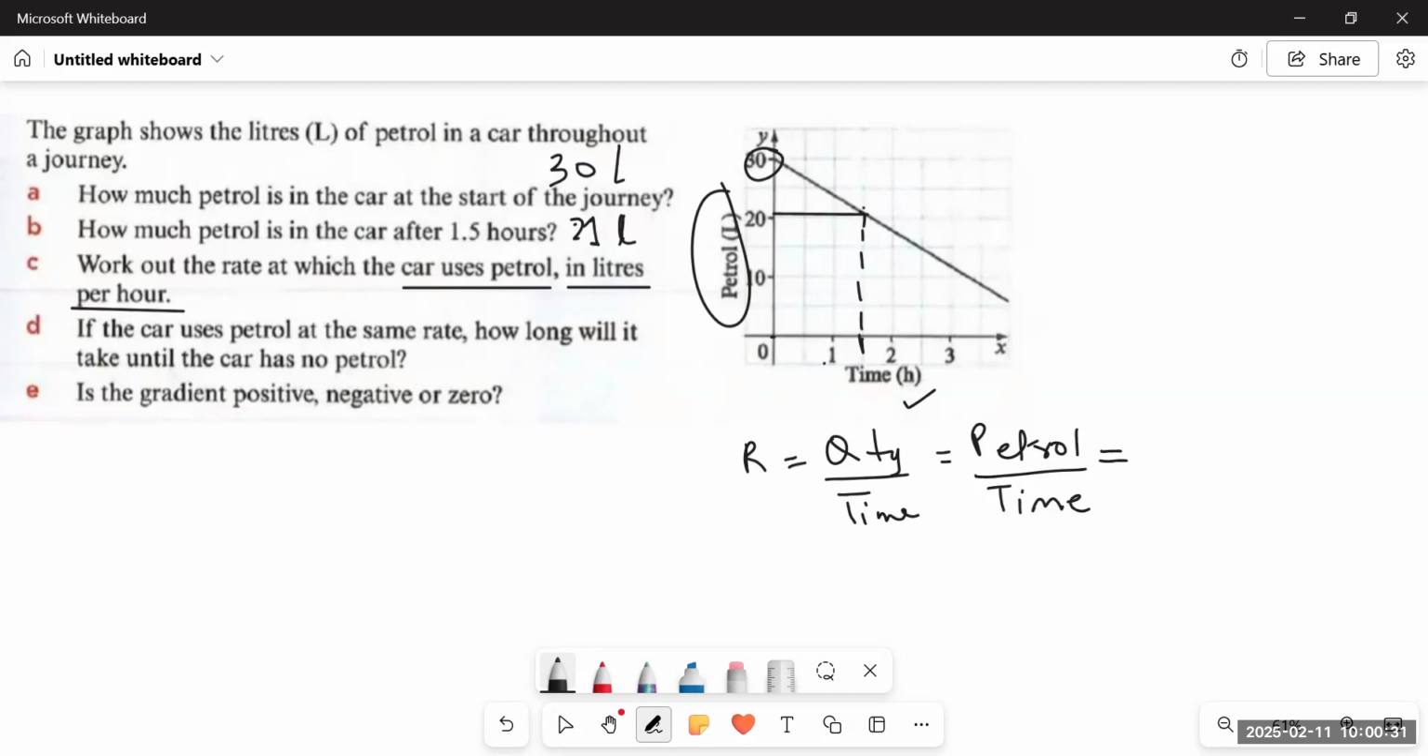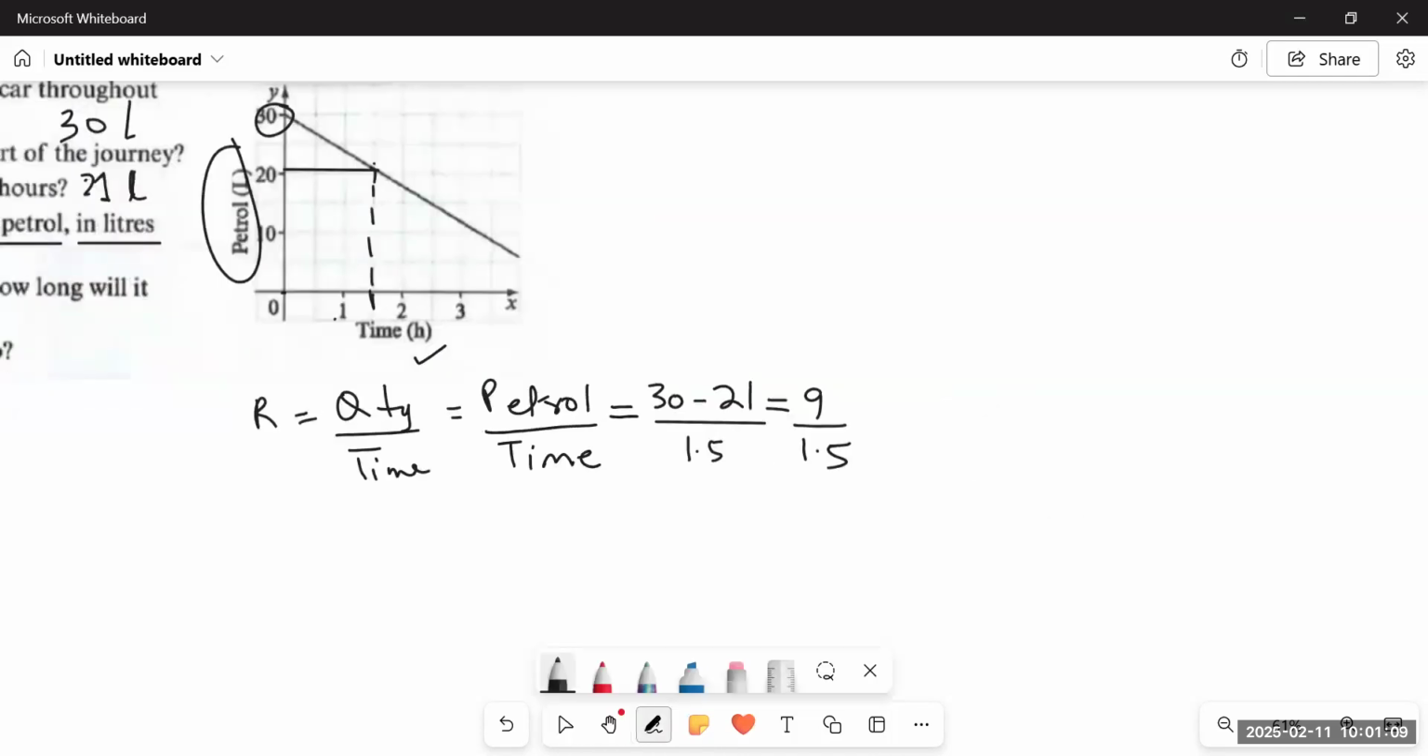So how are we going to calculate it? Earlier there was 30 liters of petrol when the car started the journey, and after 1.5 hours the petrol in the car is 21 liters. So the amount of petrol that has been used would be 30 minus 21. Why? Because it has used 9 liters of petrol in 1.5 hours. If there was 30 liters of petrol initially and now there are 21 liters, it means 9 liters of petrol has been used. So it would be 9 upon 1.5, not 21 upon 1.5. If you take 21 upon 1.5, the rate would be different and the answer would be wrong.